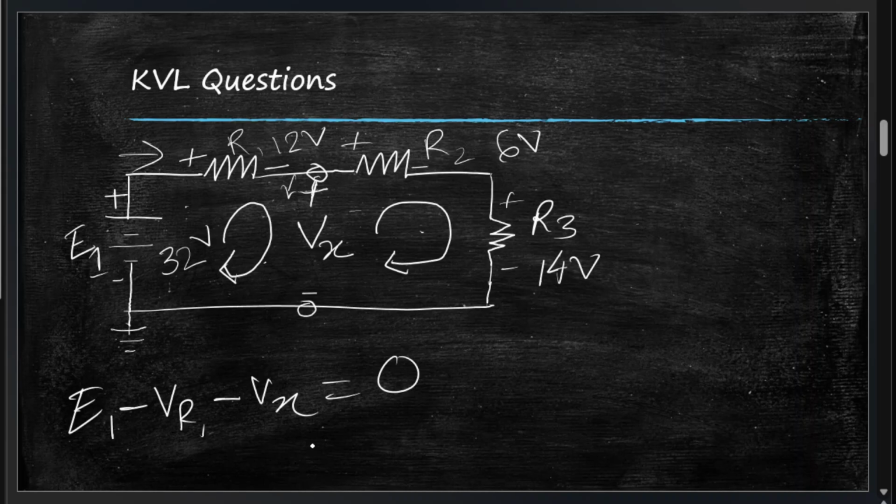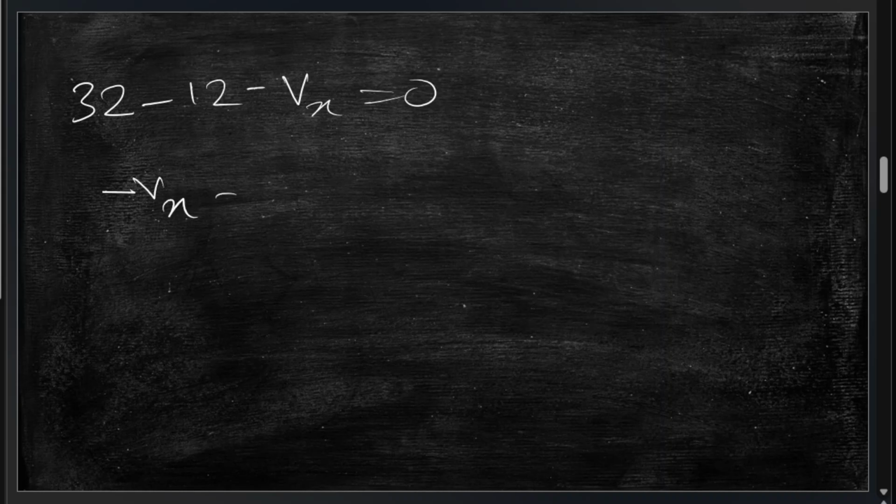That's KVL being applied. Now let's take it to the next page. E1 is 32 and R1 is 12, VR1 is 12. So we have 32 minus 12 volts and again minus Vx equal to 0. We have to find Vx. So minus Vx is equal to minus 32 plus 12. Therefore Vx is equal to 32 minus 12, which is 20, but minus cancels out, so we have 20 volts. Okay, that's the answer.